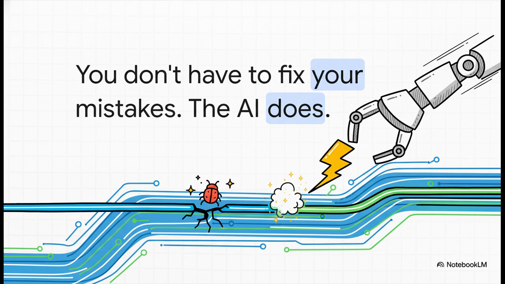Just imagine a bug pops up in the code, but instead of it crashing the whole system or showing up on some error report, it just gets zapped instantly by an AI agent. This is a huge shift, you guys. We're moving from reactive bug fixing to totally proactive code maintenance.